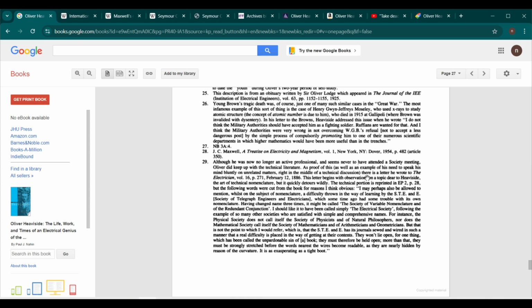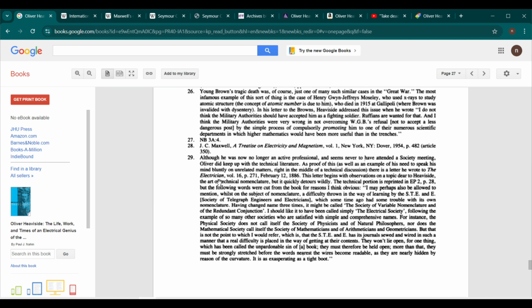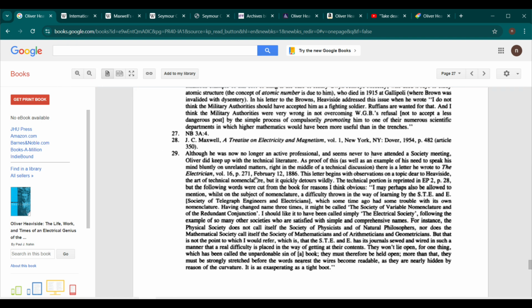The letter begins with observations on a topic dear to Heaviside, the art of technical nomenclature. It quickly detours wildly. The technical portion is printed in EP2, but the following words were cut from the book for reasons I think obvious.